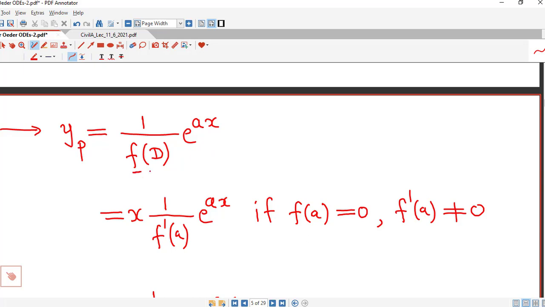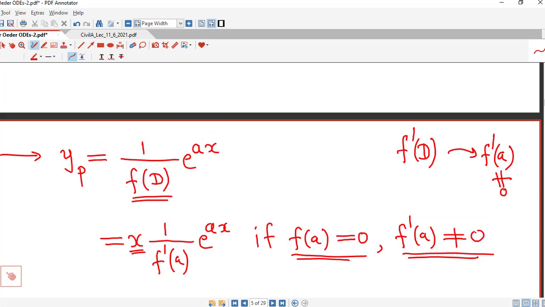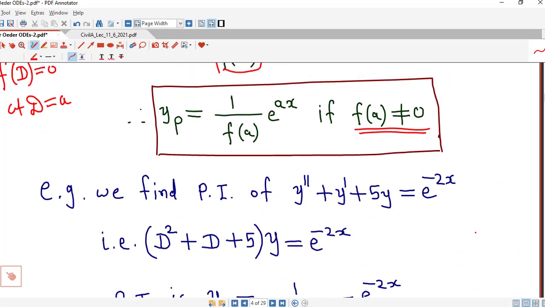Suppose f of D becomes 0 if we put D equal to a, then we find f dash D, and we find the value of f dash D at D equal to a, and if this value is non-zero, then we consider 1 over f dash a times e raised to ax, but here we multiply with x. So the particular integral 1 over f of D e raised to ax is equal to x times 1 over f dash a e raised to ax, if f of a equal to 0 and f dash a is non-zero. So we understand this with the help of an example.